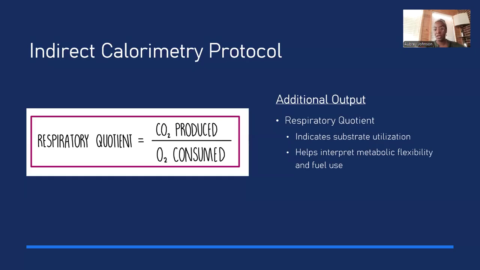So some additional output that comes from an indirect calorimetry test is the respiratory quotient. And this indicates substrate utilization. So the more CO2 you produce, the more likely you're burning more carbs. And then when you decrease that CO2 production in relation to oxygen consumed, you're burning more fats. At rest, most of the time, you're burning fats. So this respiratory quotient is going to be below 1 most of the time in a resting energy expenditure test.